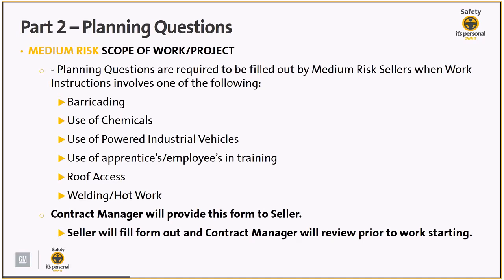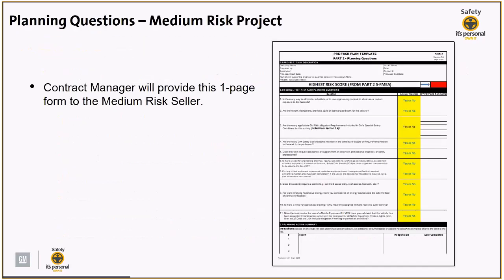The expectation is that the seller will fill out the form and the contract manager will review the form prior to allowing the contractor or seller to start work. So this is just a snapshot of the planning questions that I was referring to, you guys. This is actually page 3 of our pre-task plan template. So reminder, this is the form the contract manager will provide to the medium risk seller.